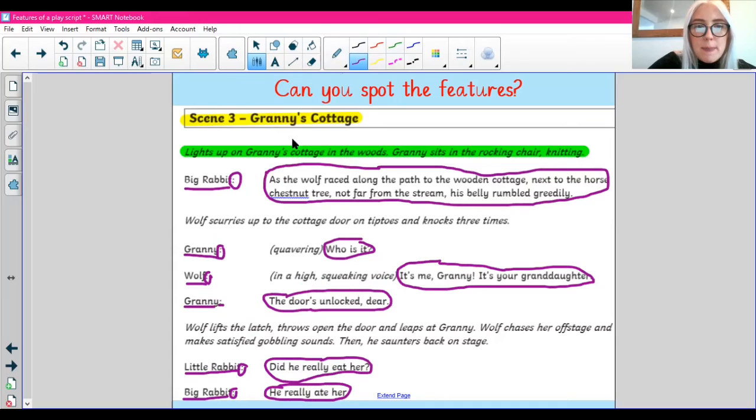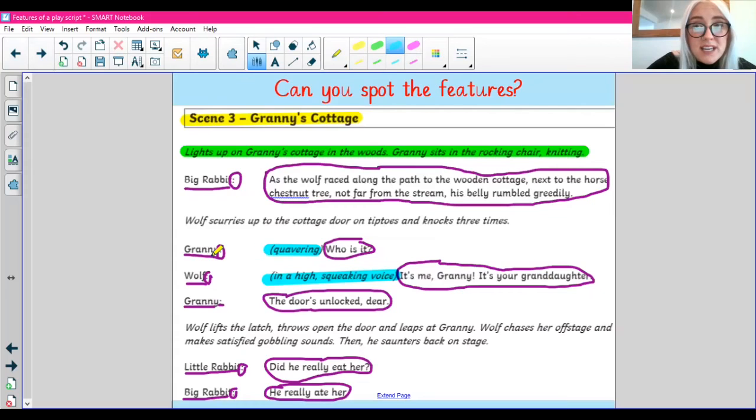We also have some stage directions. Now, the stage directions, remember, are in brackets. As you can see, I didn't circle that in purple because it's not dialogue. The character doesn't say it. It's in brackets to tell us that it's an action that the character has to do, or the way they have to say something. So I found 2 stage directions there.